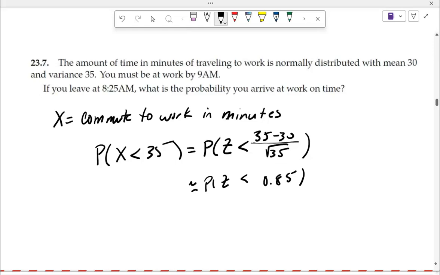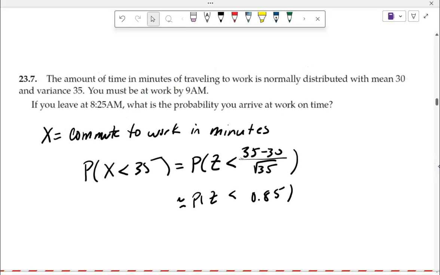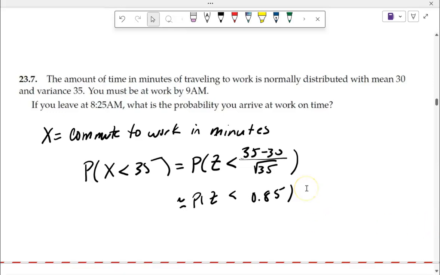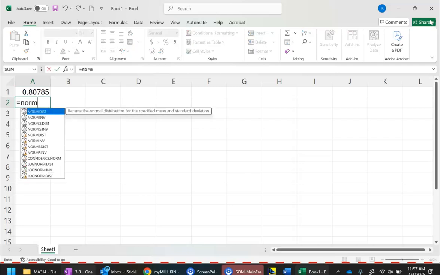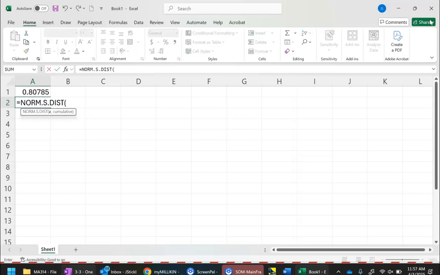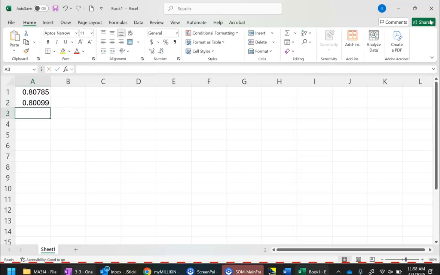In particular, maybe I wanted to do this in Excel. If I go in Excel, I would do normal, standard normal distribution. I'll do it that way, or I'll show you how to use the regular one as well. The z-score in this case, I'll put parentheses, was 35 minus 30 divided by the square root of 35. The command for square root in Excel is sqrt. And then we want cumulative, so we should get that.